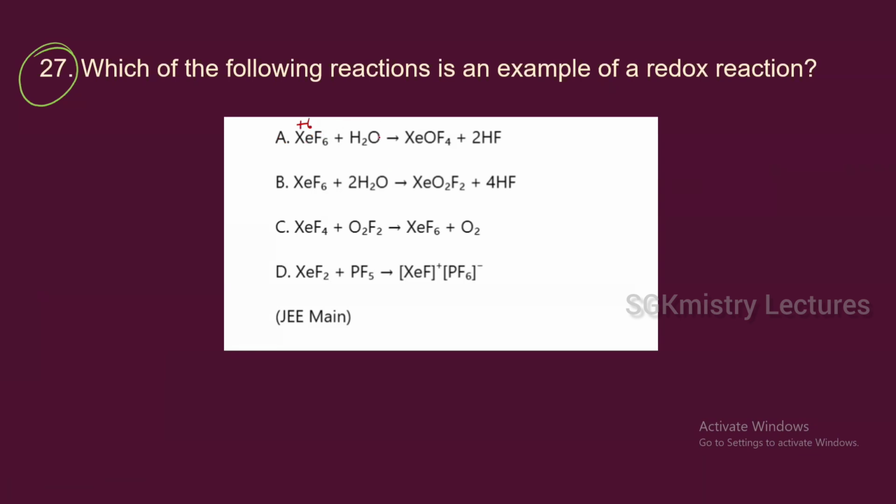So this will be in the +6 state. Now here, this is -2, -4. So xenon is again in the +6 state. There is no change in the oxidation number. So this cannot be the redox reaction.